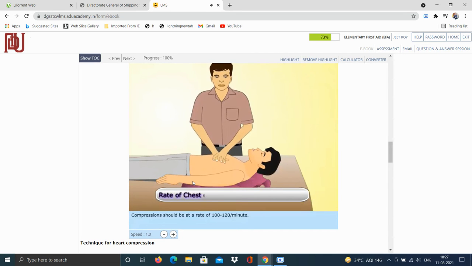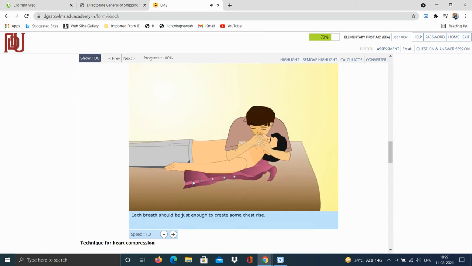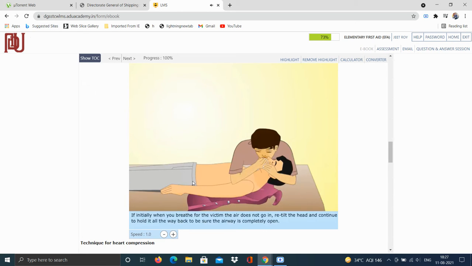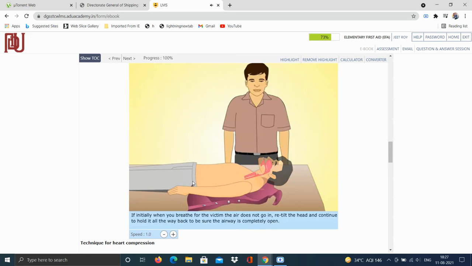Compressions should be at a rate of 100 to 120 per minute. Each breath should be just enough to create some chest rise. Each compression should be 2 to 2.4 inches deep. If initially, when you breathe for the victim, the air does not go in, retilt the head and continue to hold it all the way back to be sure the airway is completely open.